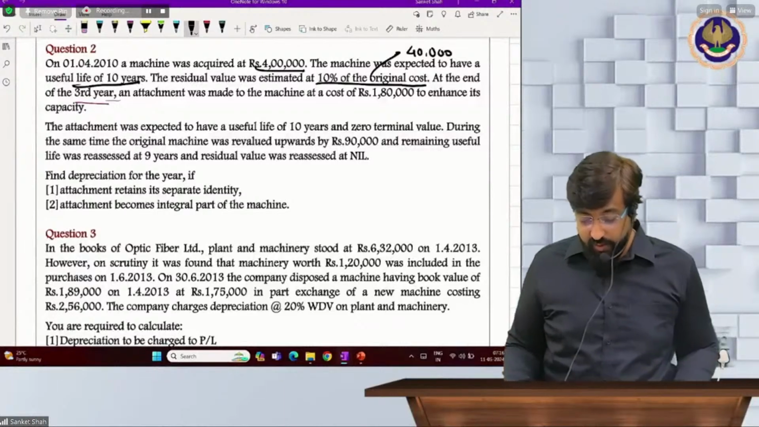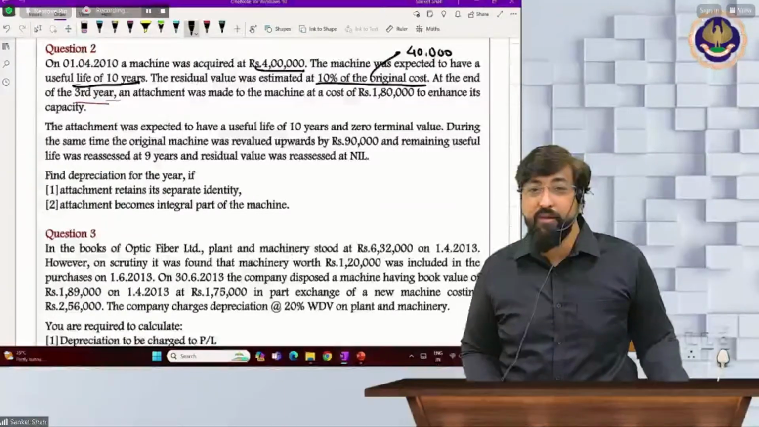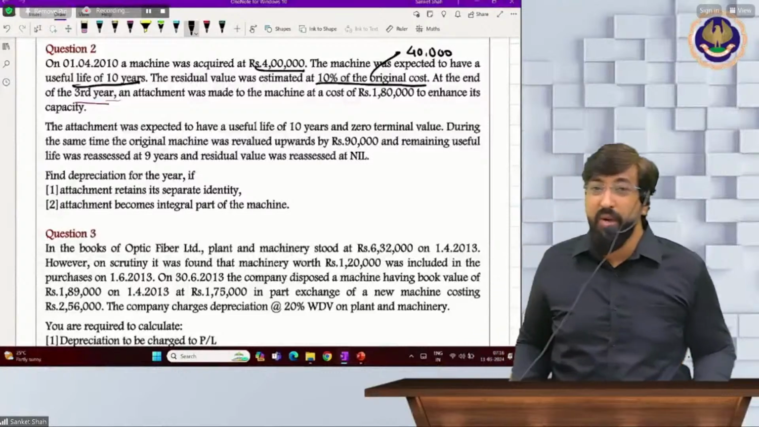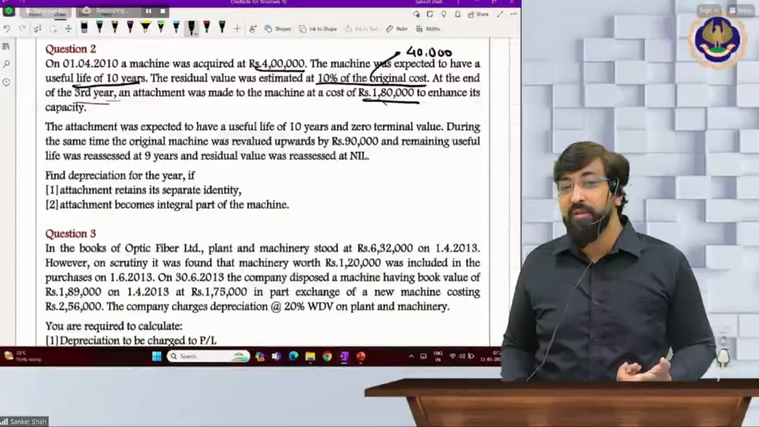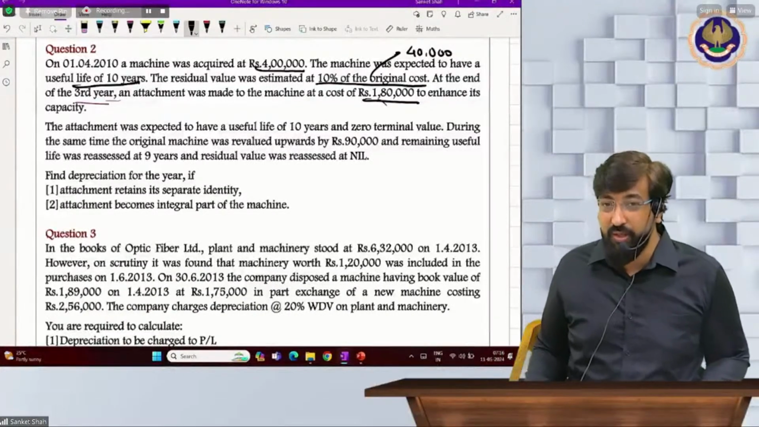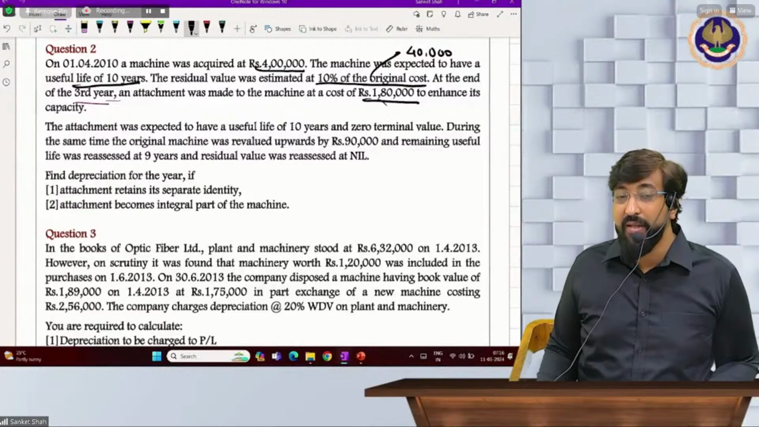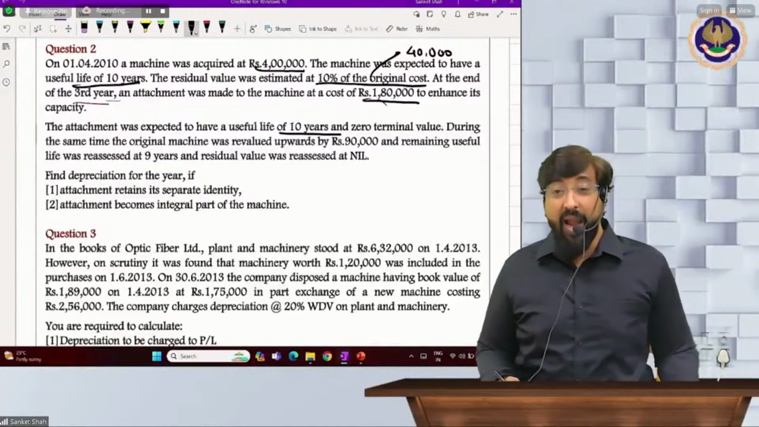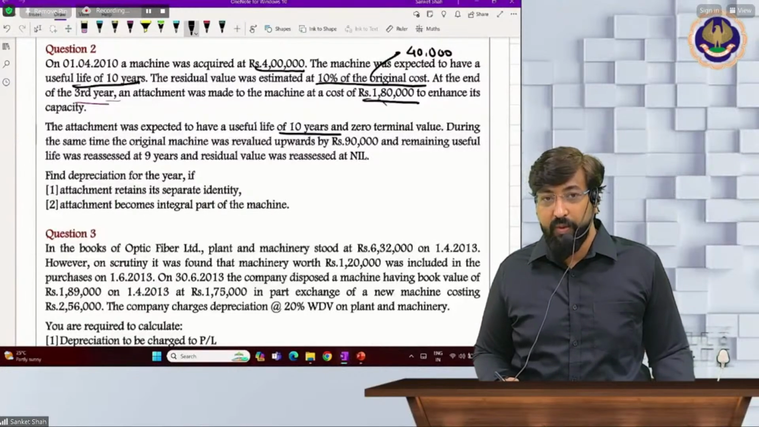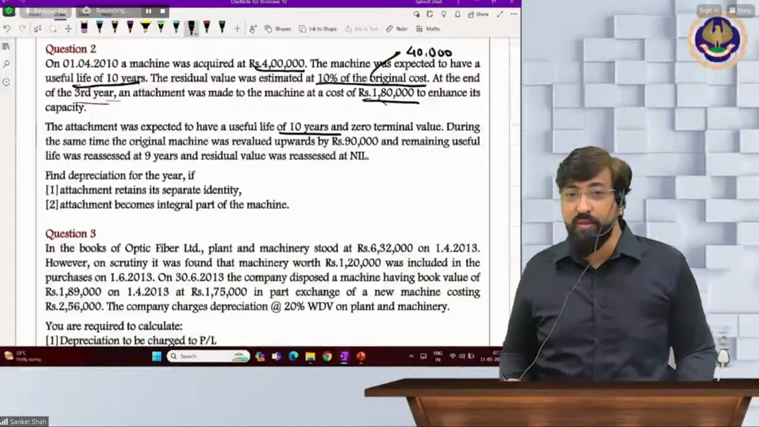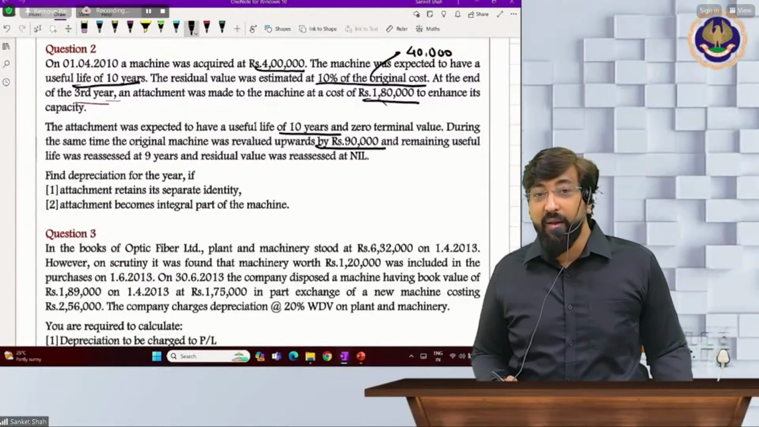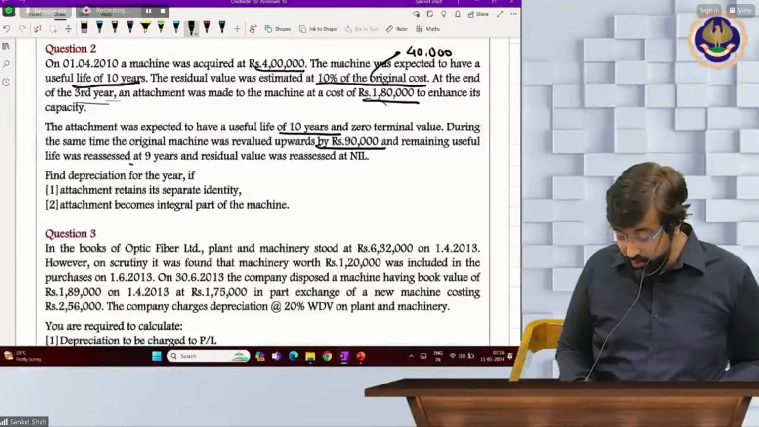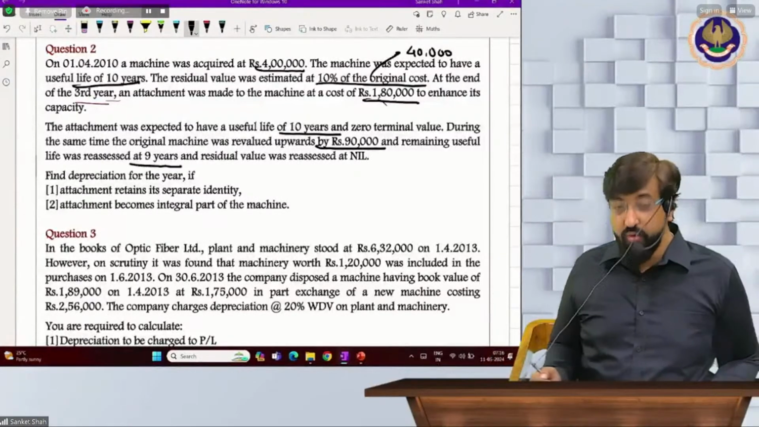At the end of the third year, the attachment, meaning an additional part, was made to the machine at a cost of rupees 1,80,000. So now how to do the additions and how to do the depreciation on addition, that we have to understand in this question, to enhance its capacity. The attachment was expected to have a useful life of 10 years and zero salvage value. During the same time, the original machine was revalued upward. Okay. And the remaining useful life was reassessed to 9 years. And residual value was reassessed as nil.